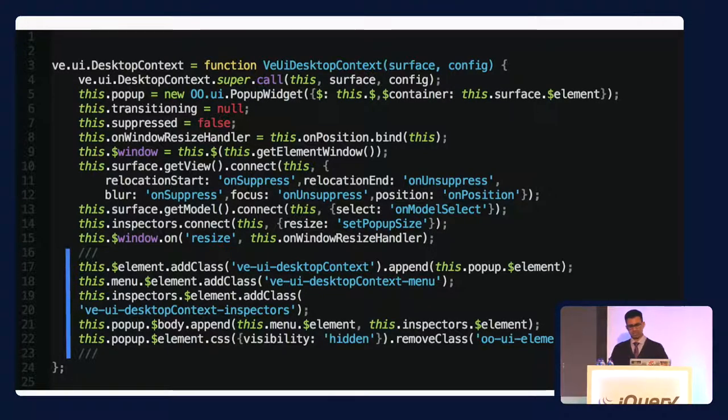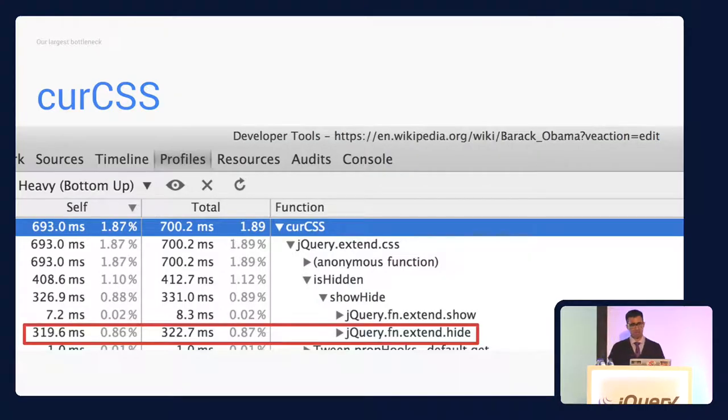Now, if we look at the source for this, they're doing a bunch of stuff, but they're using the CSS method for setting visibility and removing hidden classes, which actually leads us to our largest bottleneck in the app, cur-CSS. If you say this fast enough and you're drunk, it sounds like curse, but that's a totally separate thing. It's the biggest bottleneck, and a lot of the work is coming from their use of show and hide.